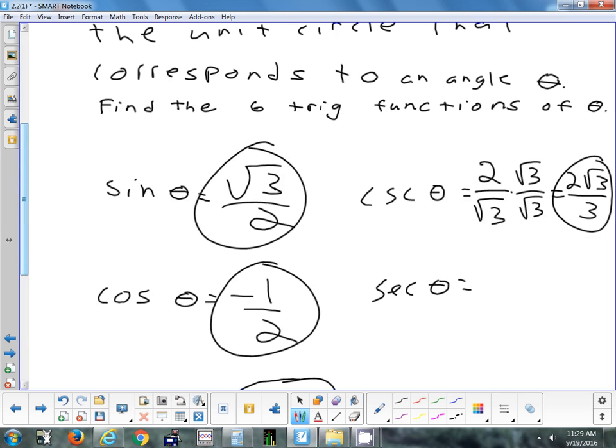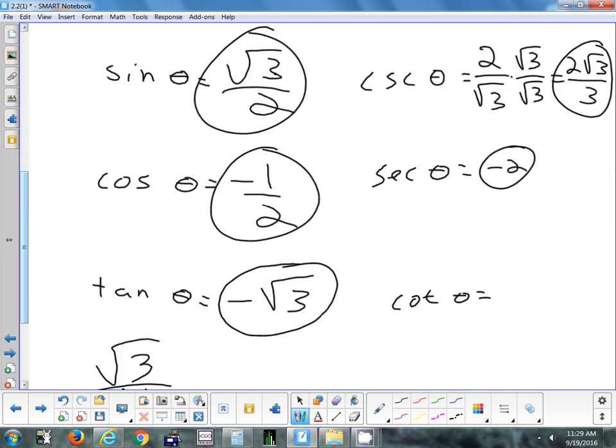Next one's not as bad. To get the secant, we're going to flip -1/2. Nolan, what do you get when you flip -1/2? 2 over -1. Yep, which if you simplify would be, yeah, just -2. That is the secant. And the last one is the cotangent.